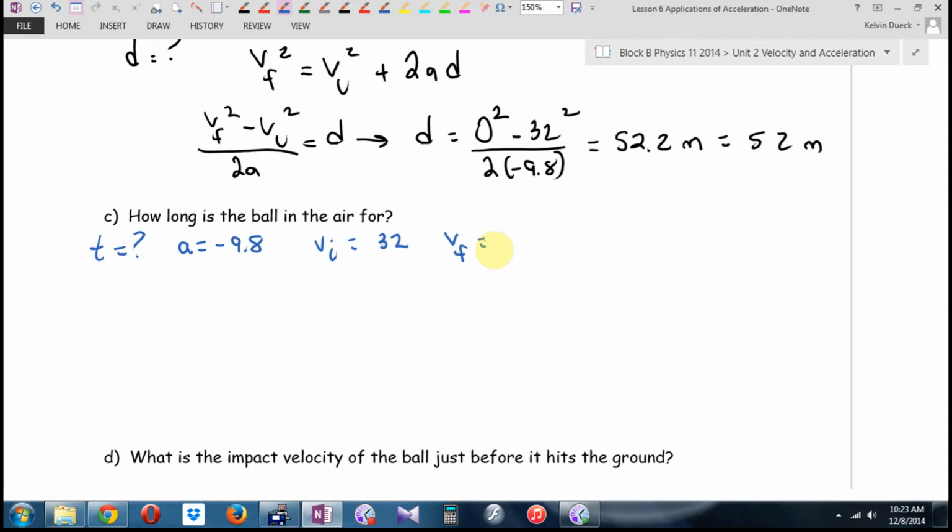And this goes back to my rant earlier. What goes up must come down. Because we're starting and ending at the same height, we can do this. So I'm looking for an equation that has T, A, VI and VF. You probably want your yellow formula sheet handy.